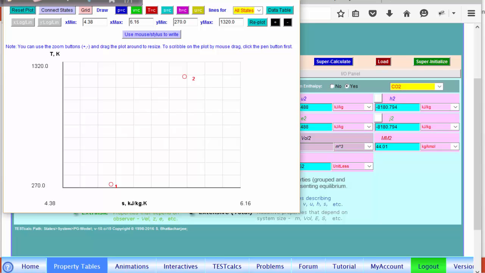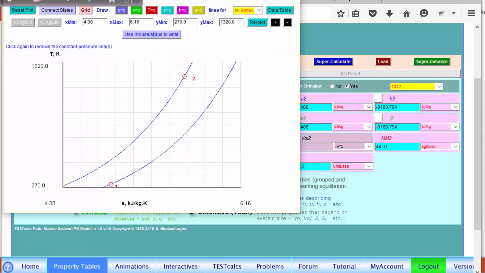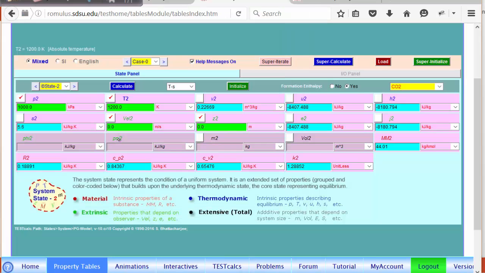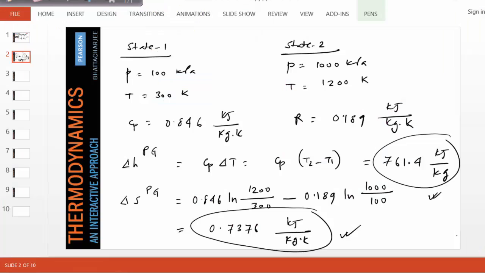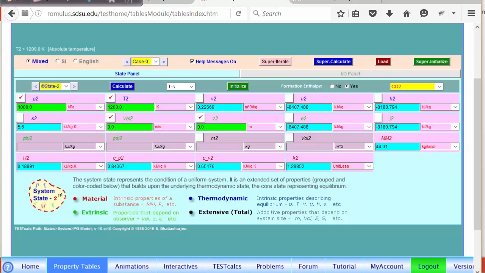If you click on the P equals constant line here, those constant property lines are right on top of this diagram. And you can see the constant pressure line has been drawn. So this must be the 100 kPa line. And the other one is the 1000 kPa line. Anyway, we will continue with our evaluation of properties.